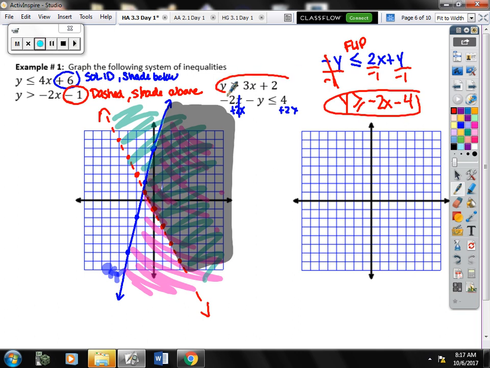So now these are the two inequalities we're going to graph, if you haven't already. So for the first one, start at 2. Up 3/1. This one will be dashed. And we are shading that one above.